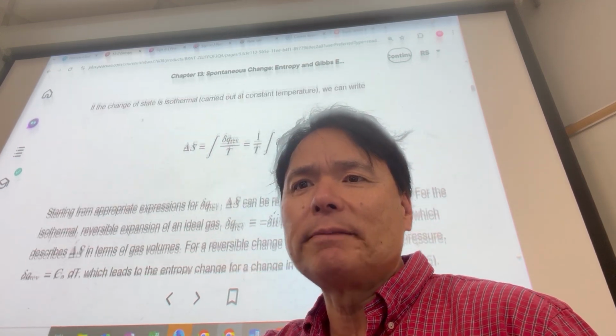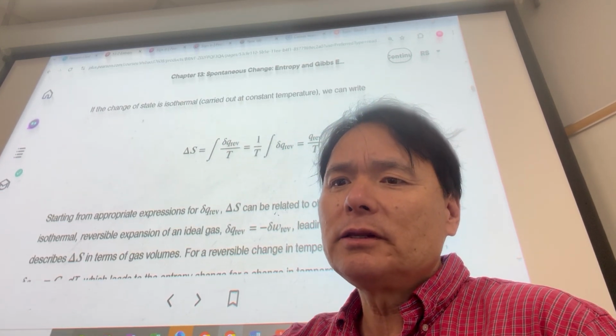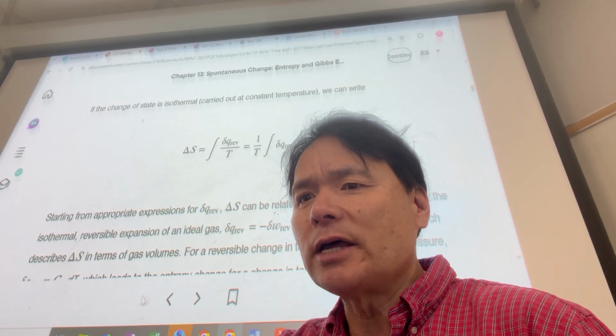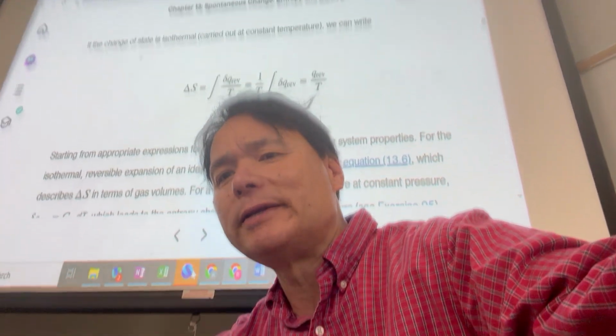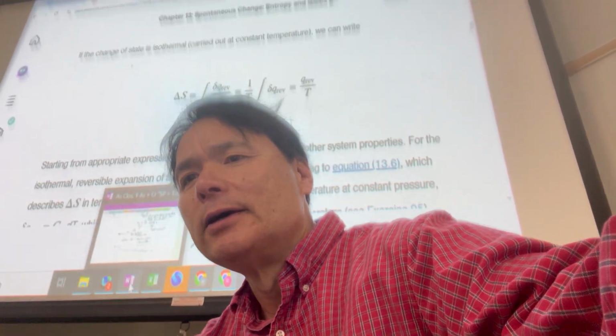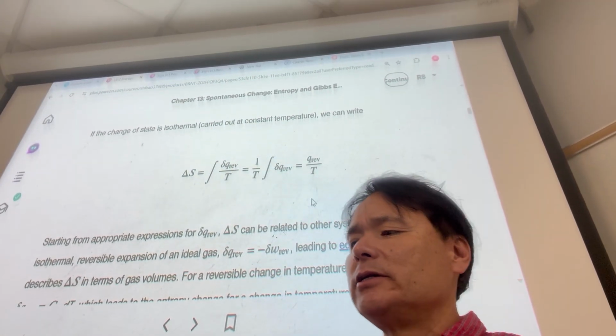This is what we're going to get. Now, note that this is delta S. This is not S, absolute. This is a change in entropy. And the change in entropy is going to be related to the heat. Why is a change in entropy related to the heat?